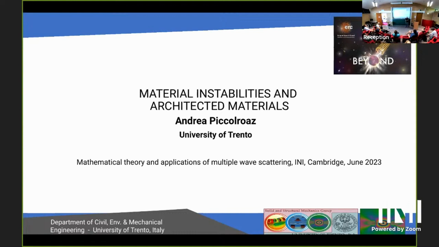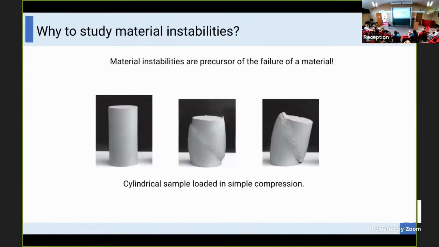My research interests are in solid mechanics and structural mechanics, and I am interested in how materials fail. So one possible approach is fracture mechanics, but another approach is material instabilities. So why study material instabilities? As I just said, because material instabilities are usually precursors of the failure of a material.